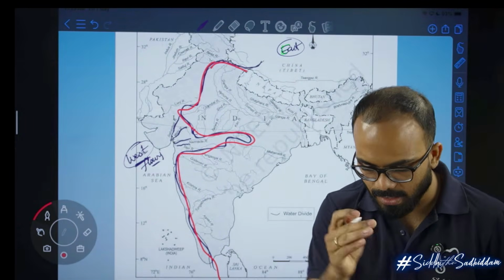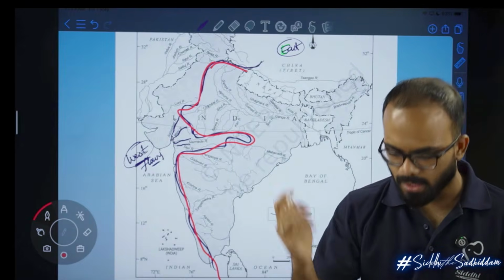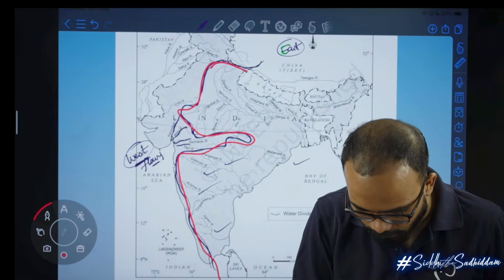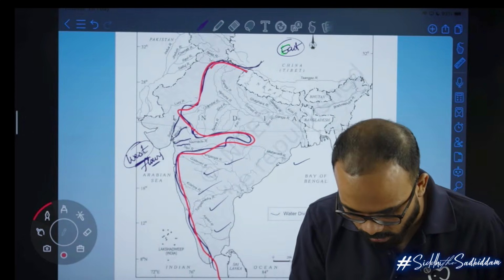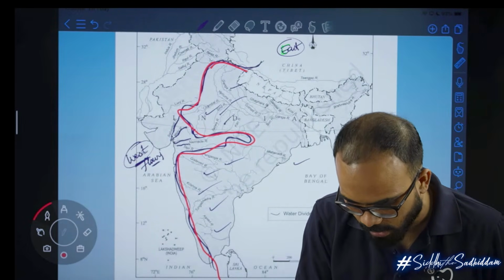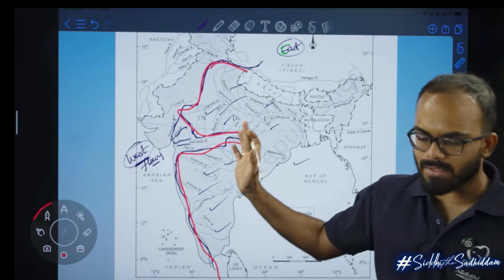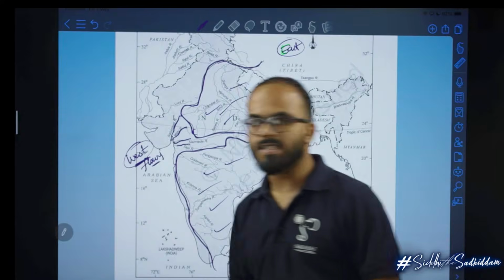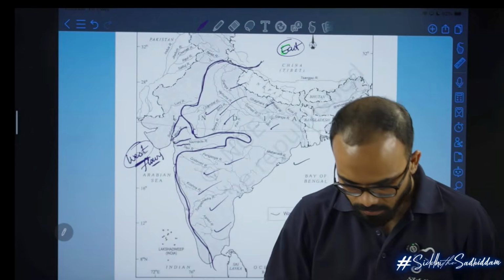And the east flowing river systems, there are so many, right? You have Mahanadi, then you have Godavari, Krishna, Ganga, Kaveri, Tungabhadra, right? Sorry, Ganga is there, na? Yeah. Ganga, Yamuna, Chambal, Sindh, Betwa, Ghaggar, all these are east flowing rivers. So in the exam they will ask you which of the following are west flowing rivers.